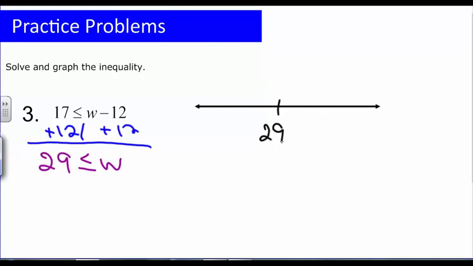29 is less than or equal to w. That means I am going to fill in my circle because w could be 29. And now I want to say to myself, 29 is less than or equal to what numbers? 29 is less than 30, it's less than 40, it's less than 50, it's less than everything to the right of 29. So those are all my possible solutions for what w could be. And that's how we solve one-step inequalities by addition and subtraction.